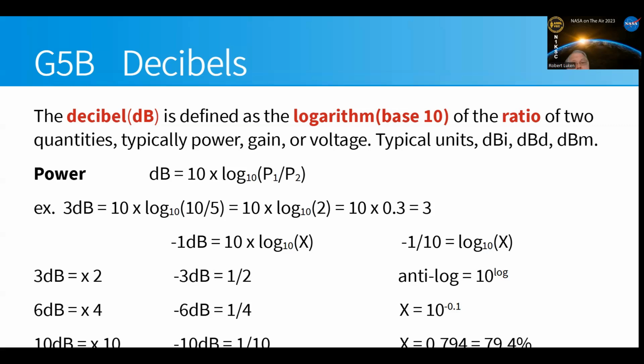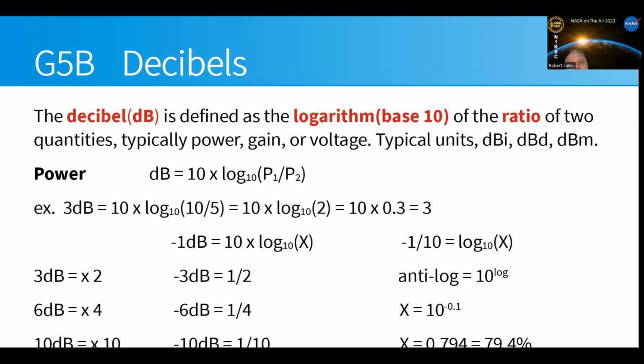Okay, just to give you an example. The other one, the -1 dB, that's one of the hardest questions on the test you might get. They want to know, if you have a 1 dB loss, what the percentage loss is.